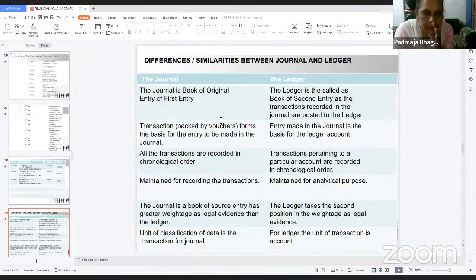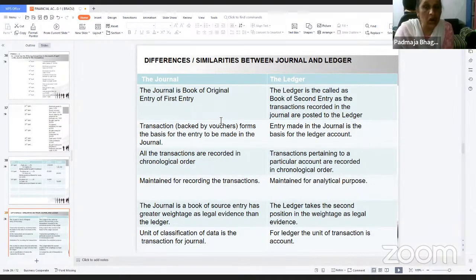Differences between the journal and the ledger. In the journal, whatever explanation I have given: first, it is the original entry, and the ledger is the second entry. The transaction recorded is posted next to the ledger. The transaction forms the basis for the entry to be made in the journal, and the entry made in the journal is the basis for the ledger account. All the transactions in the journal are recorded chronologically.